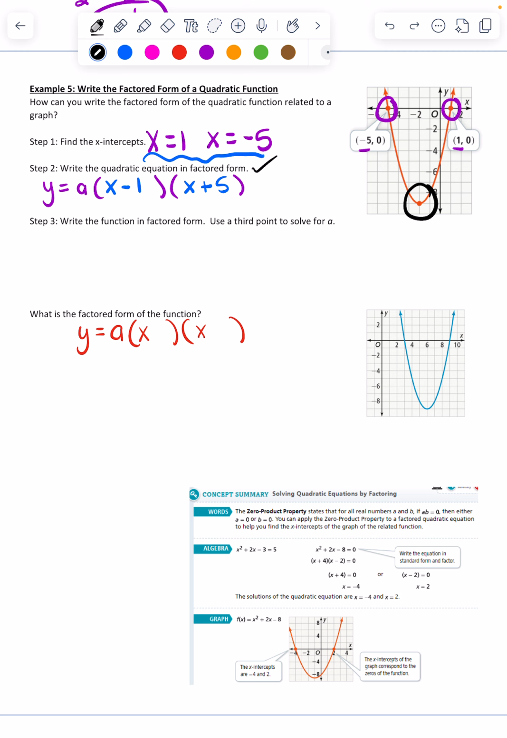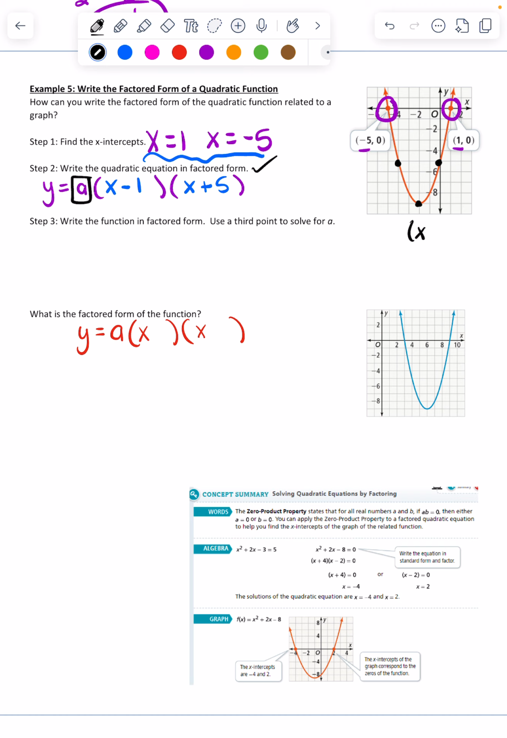So if we're going to solve for a, I can't have x and y be missing unknown values as well. So this is where we have to go back to our graph and find another coordinate point. Now, there's a lot of them. You can pick any point on this parabola. You could pick the y-intercept. You could pick the vertex. You could pick any other random point.